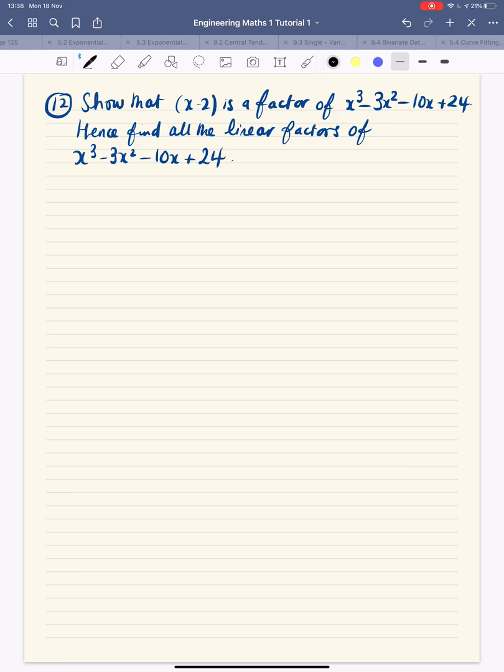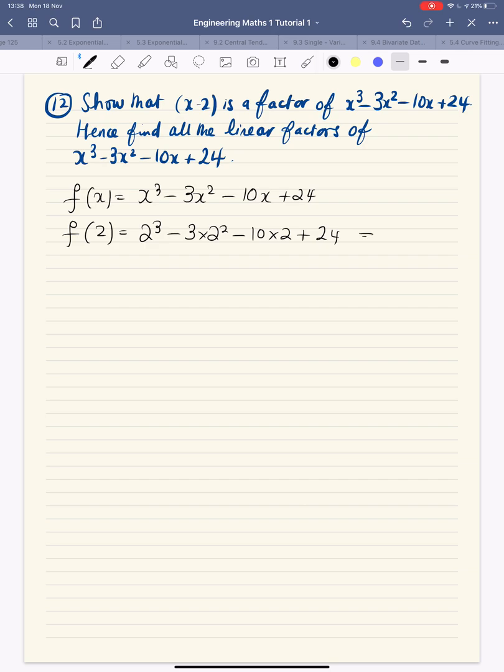Number 12, show that x minus 2 is a factor of that. So we say f of x is x cubed minus 3x squared minus 10x plus 24. f of plus 2 is 2 cubed minus 3 times 2 squared minus 10 times 2 plus 24. So that's 8 minus 12 minus 20 plus 24, which equals 0. So because plus 2 is what we call a root, x minus 2 is a factor.